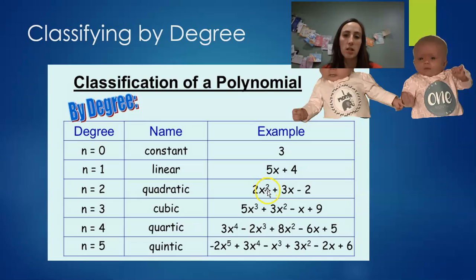If the highest degree is 2, we call it quadratic. If the highest degree is 3, it is cubic. If the highest degree is 4, it is quartic. And if the highest degree is 5, it is quintic. We only are concerned about what the highest degree in our polynomial is. I'm not concerned about any other degree lower than that.